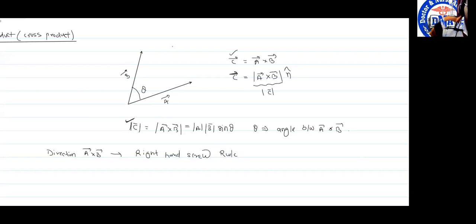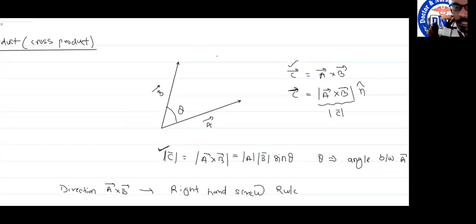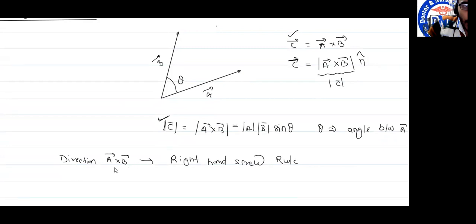Let us try to understand. Suppose you have to calculate A cross B. Put all your fingers toward vector A and rotate them toward B. Then the direction of the thumb gives the direction of A cross B. If you put all fingers toward A and rotate toward B, the thumb comes outward. So the thumb gives the direction of A cross B.